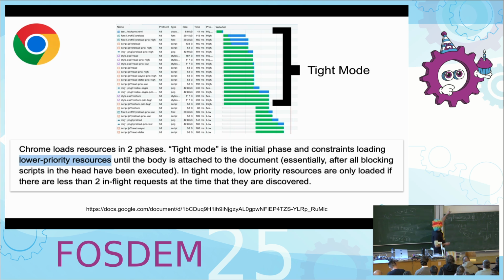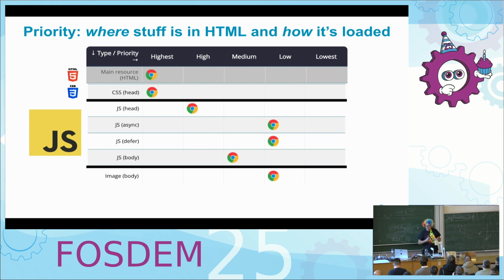First thing we need to understand is, what do these lower priority resources mean? It delays lower priority resources. What does that mean? Well, Chrome has a specific way of giving priorities to resources. HTML and CSS are going to be highest priority. JavaScript in the head, so the synchronous blocking JavaScript, is going to be high. And then it kind of depends. Asynchronous and deferred JavaScript is obviously going to be less important because it executes later in the page load. So Chrome gives it a low priority. Similar to images in the body, they also get a low priority.